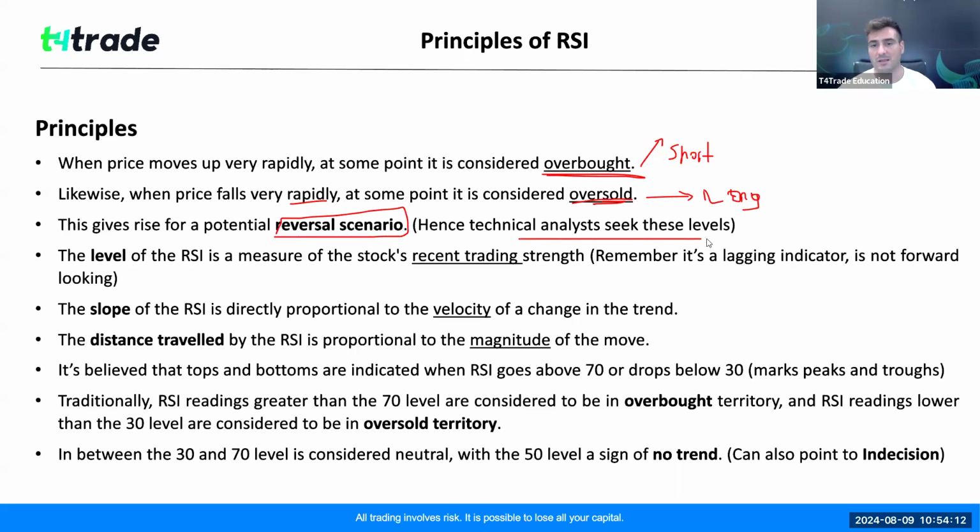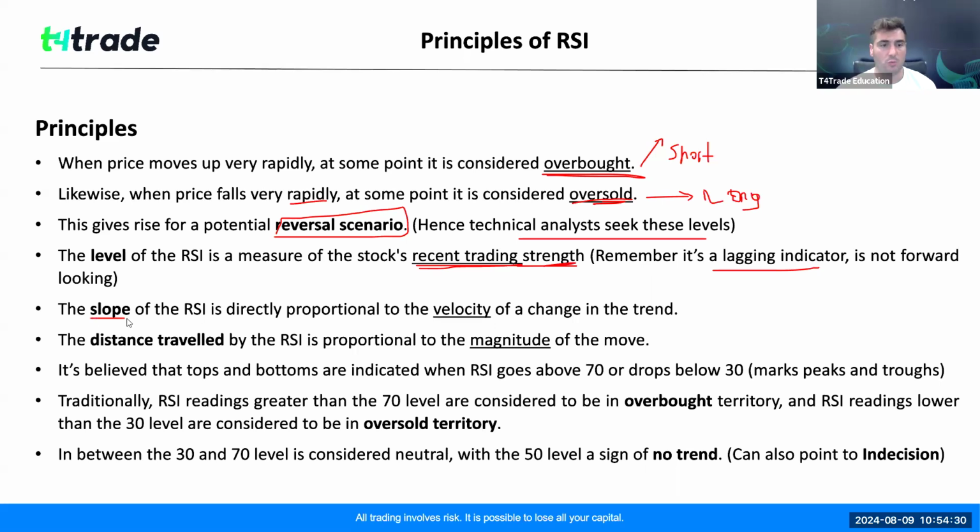Okay, so analysts look for these levels. The level of the RSI is a measure of the stock's recent trading strength. Remember, it's a lagging indicator like a moving average. Use moving averages as well. And it's not forward-looking. No information about the future whatsoever.